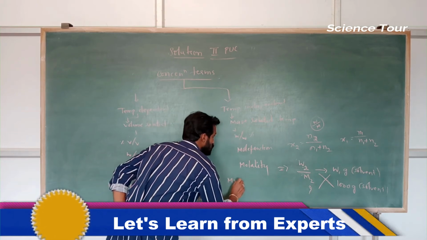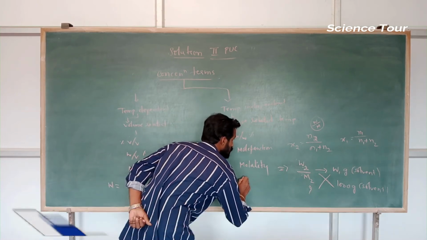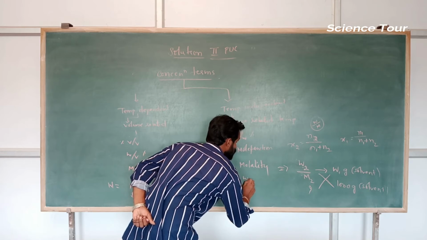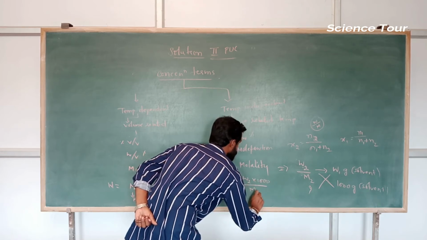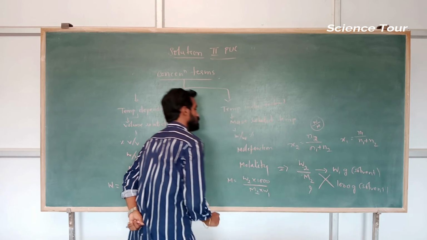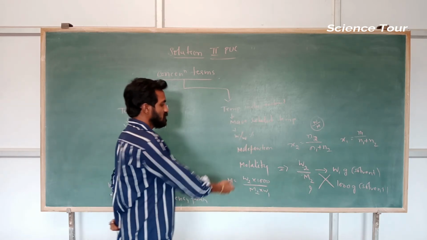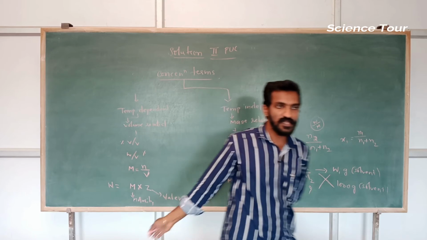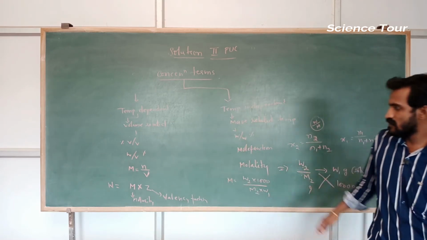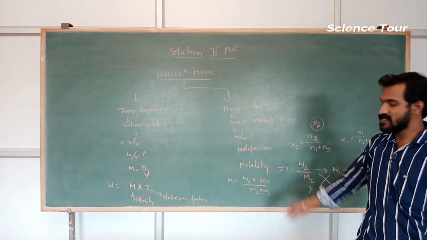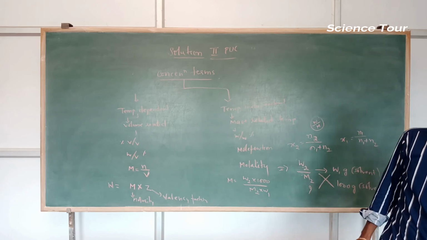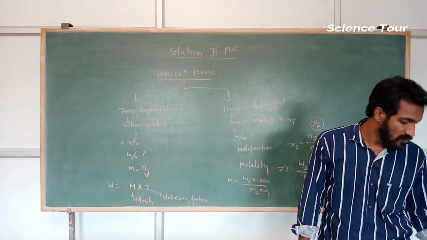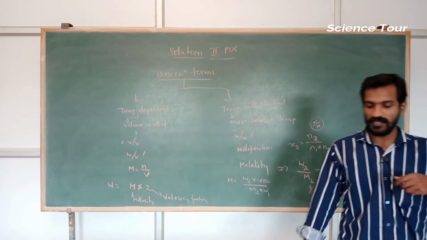So the molality formula is equal to W2 into 1000 divided by M2 into W1. Correct? In this molality formula, can you see any volume factor? No. There is no volume factor in this. Only weight factors are given. Weight is related to mass.